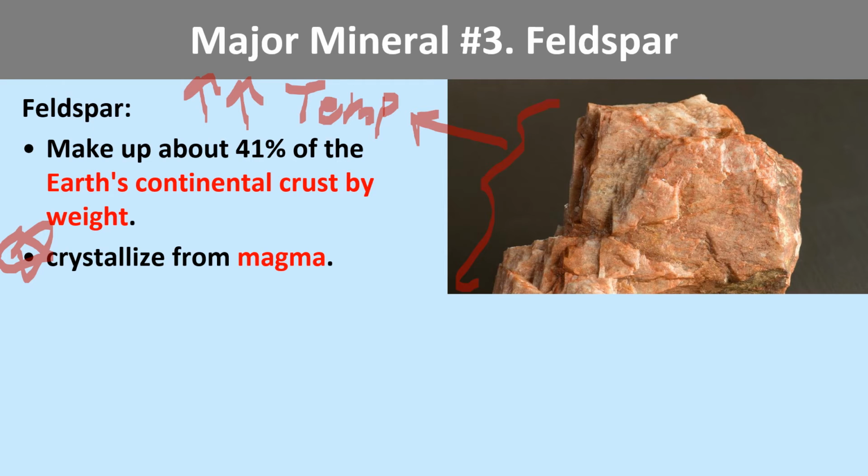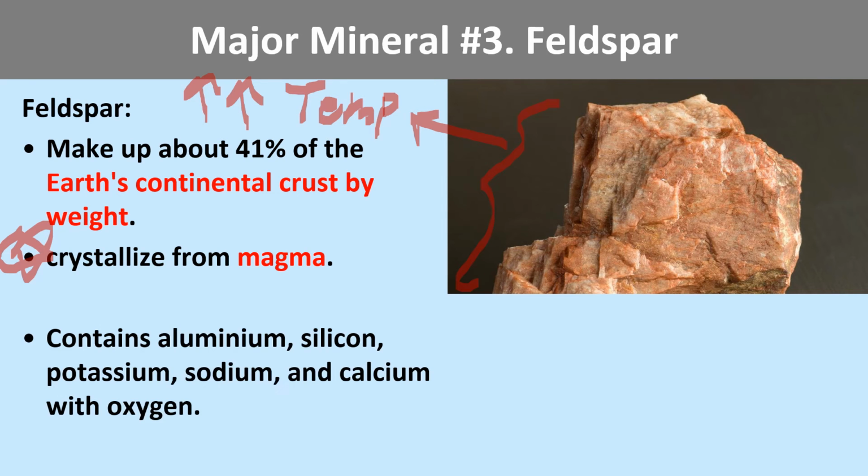So when volcanic activity happens, whatever the volcano erupted, it will cool down, and this is one of those. It contains aluminum, silicon, potassium, calcium, and oxygen. Something that you may see for the first time is aluminum and potassium, sodium.